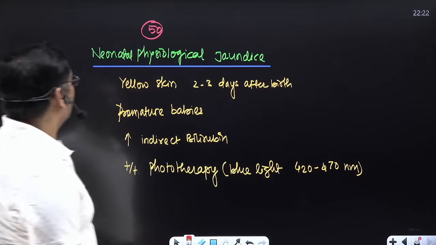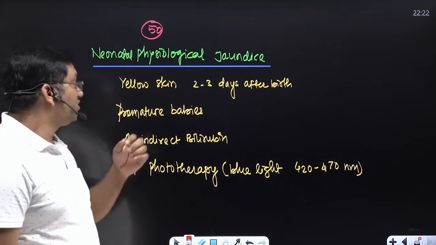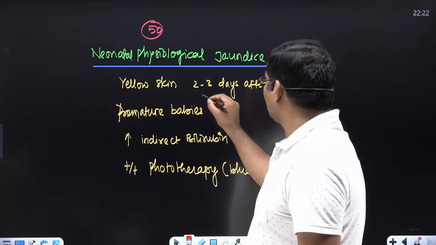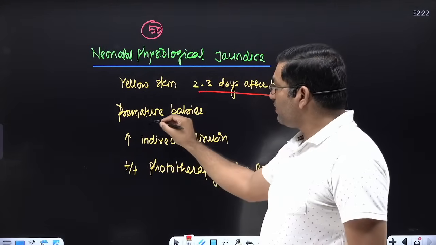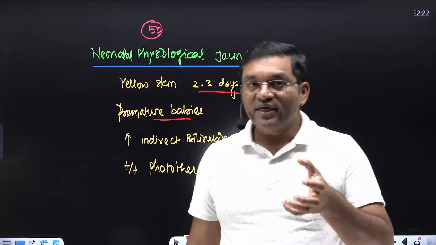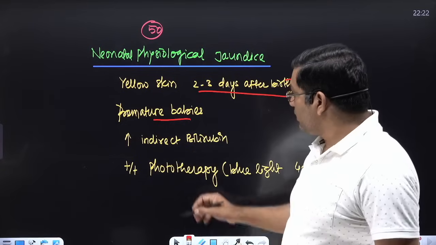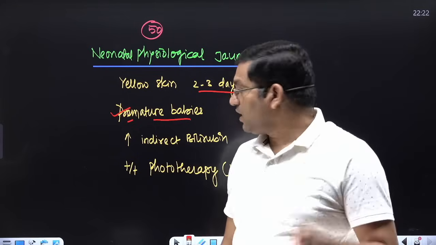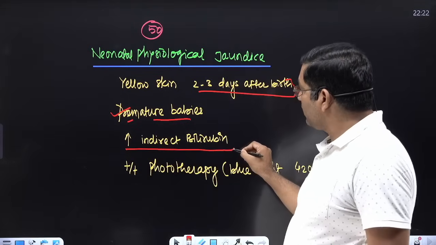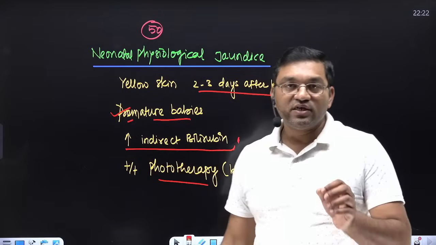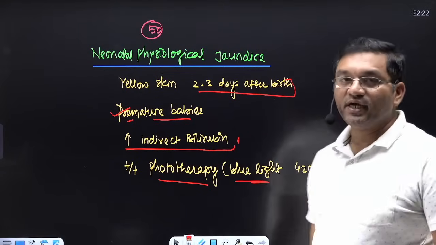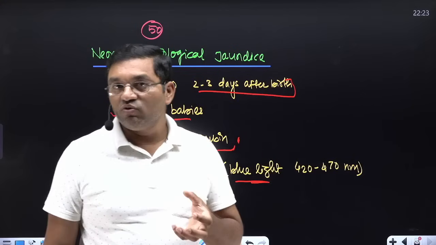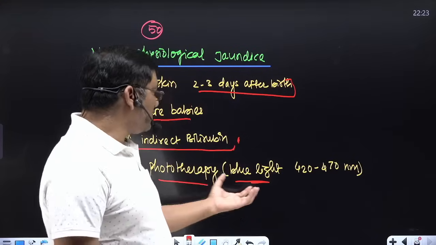Now case number 50, neonatal physiological jaundice. The jaundice or yellowish discoloration appears 2 to 3 days after birth, particularly in premature babies, because of an immature hepatic system to conjugate the bilirubin. So immature hepatocytes are there, and because of this unconjugated bilirubin levels are raised. So there is an increase in the indirect bilirubin level, and phototherapy is given in the treatment. Blue light, that is 420 to 470 nanometer light, causes the conversion of bilirubin into its excretable metabolite, particularly lumirubin, and it is excreted in the urine.